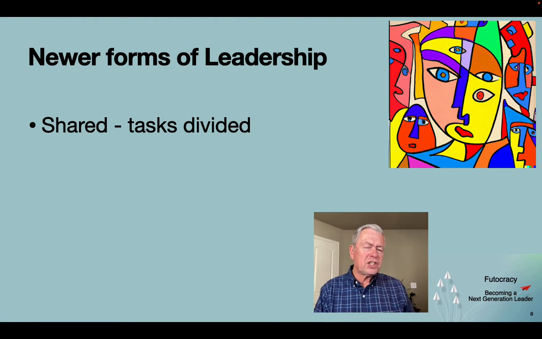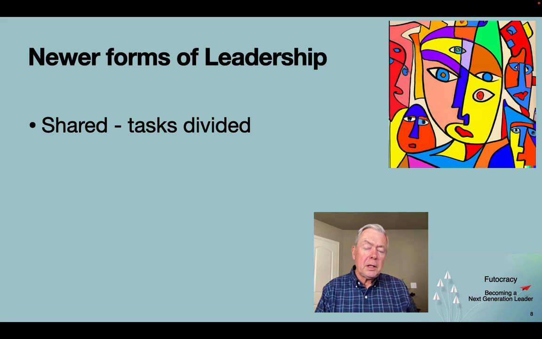The first is shared leadership. This is the task being divided and different people playing a leader role. This may be based upon expertise, where a team has a primary point person, but a number of other people are leading individual actions within that team based upon their expertise.